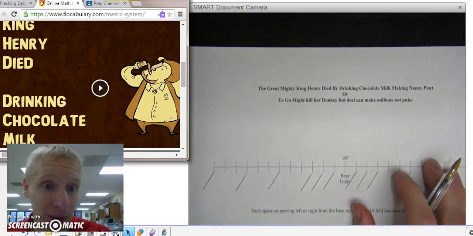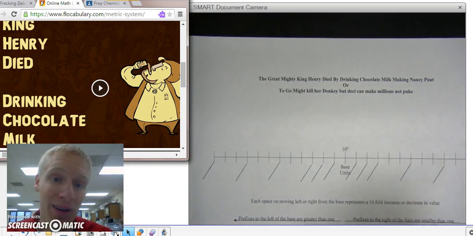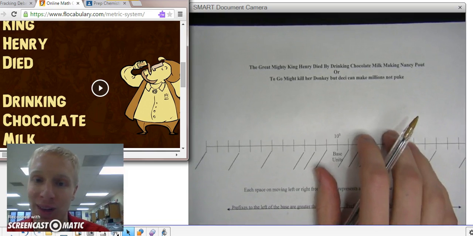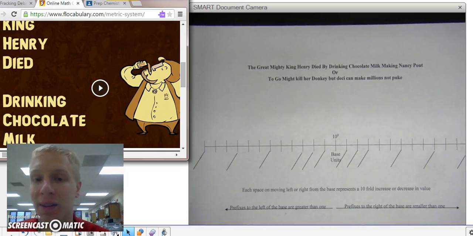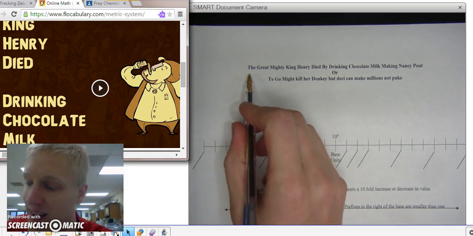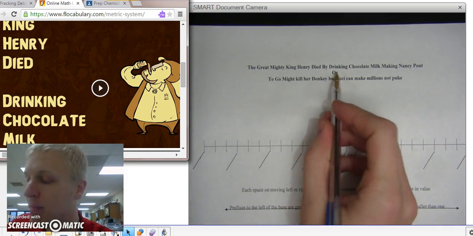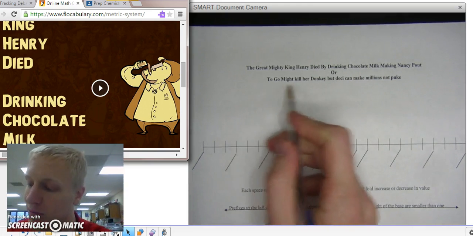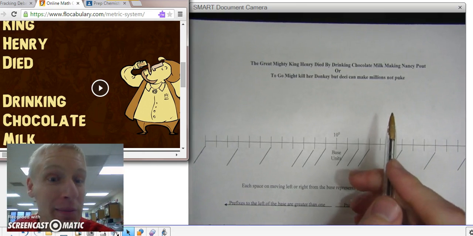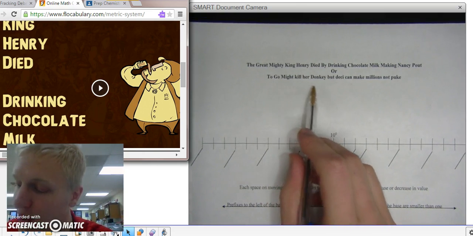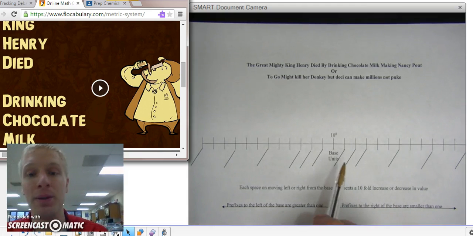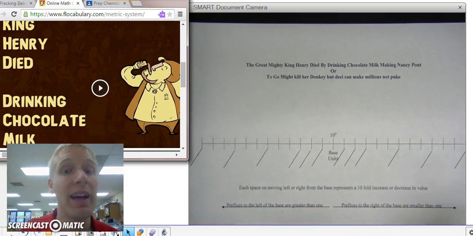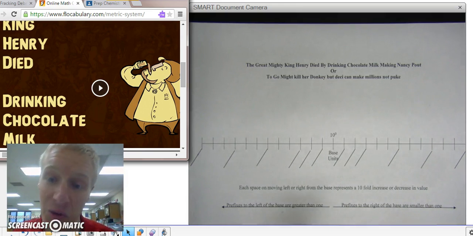You're going to have to know those prefixes and their order, the big ones, which one's smaller, and the best way to do that is to put it into an acronym. The one that works really well for me is "The great mighty King Henry died by drinking chocolate milk, making Nancy pout." Or, this is one that I've heard, but it doesn't really work for me, but maybe it works for you: "To go might kill her donkey, but Deci can make millions not puke." Doesn't really make much sense to me, but there's another acronym. Or you can make your own acronym that makes sense to you.